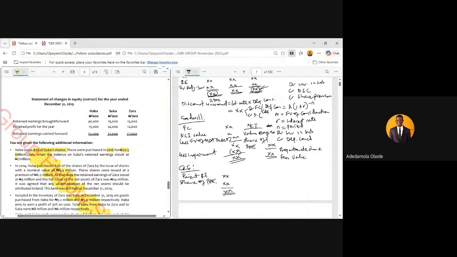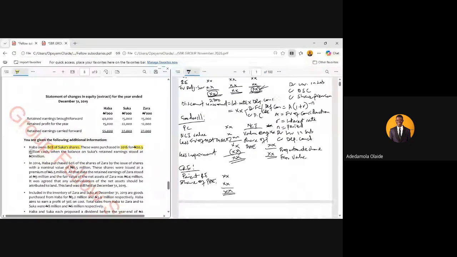20.5 million cash. If they bought it for 20.5 million cash, it simply means that cash consideration was used in this acquisition. And they gave us that the retained earnings stood at 7 million. If the retained earnings stood at 7 million, it simply means at the date of acquisition, our retained earnings is 7 million. Those are the important points there.